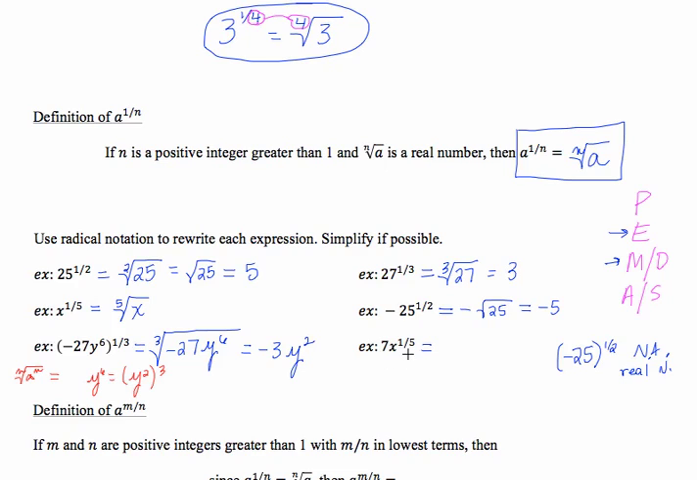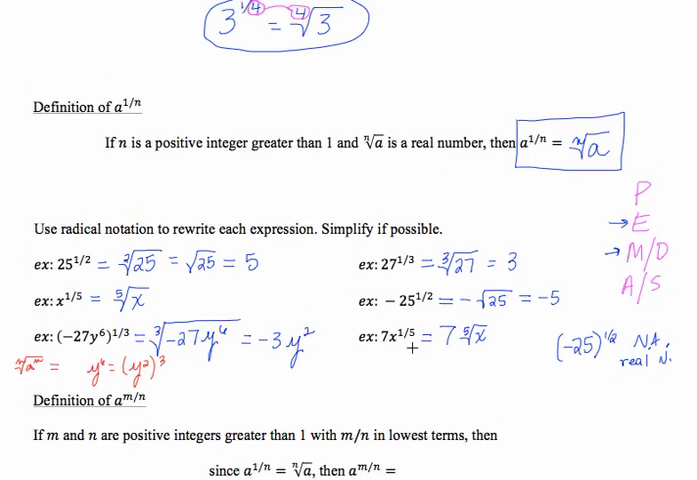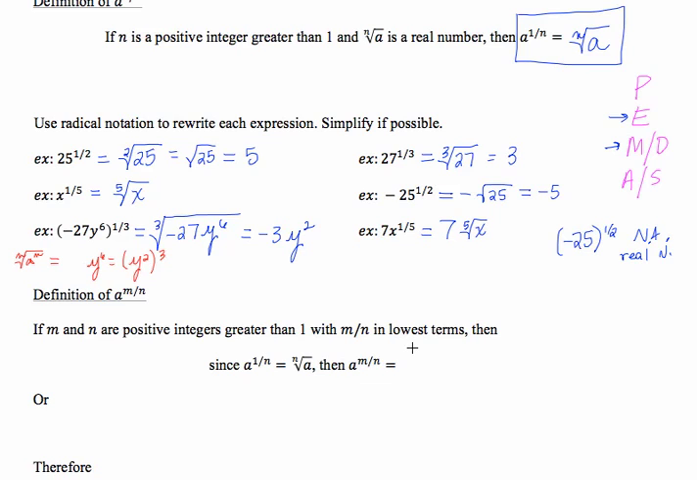Okay, again on this one, the exponent gets applied before the multiplication by 7. Notice the 7 is not raised to the power of a fifth. So therefore, the 7 just hangs out front, and we can rewrite x to the 1/5 as the fifth root of x. Okay, so that's some good practice in converting fractional exponents into radicals.